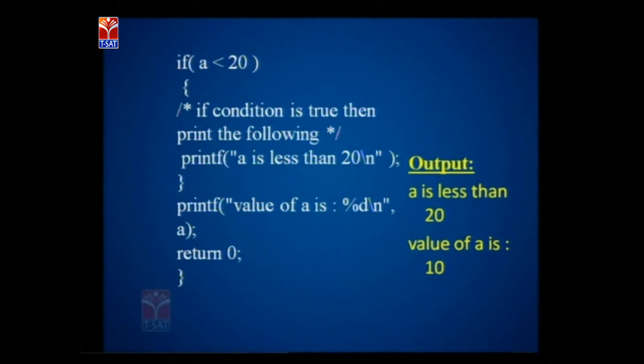In case the condition is proved to be false, then the printf does not print any message. So after looking at all the considerations, the output will be: a is less than 20, value of a is 10, because our condition has been proved.